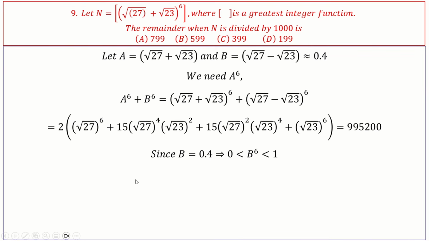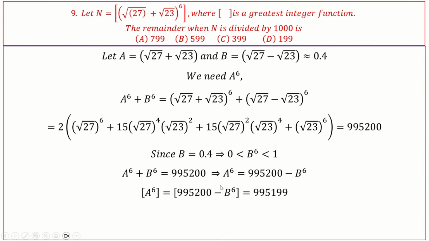Which means a to the power of 6 plus b to the power of 6 is equal to 995,200, or a to the power of 6 is 995,200 minus some fractional value, not even 1, less than 1. So if I take the GIF of this a to the power of 6, what I get is 1 less than this value, because the reduction is between 0 and 1. So the GIF of a to the power of 6 is 995,199. Now all I need is the remainder when it is divided by 1000, which is 199, which is option D. That's the correct answer.